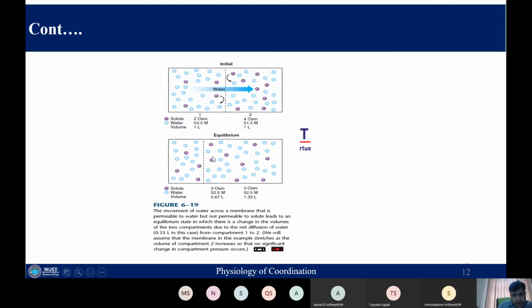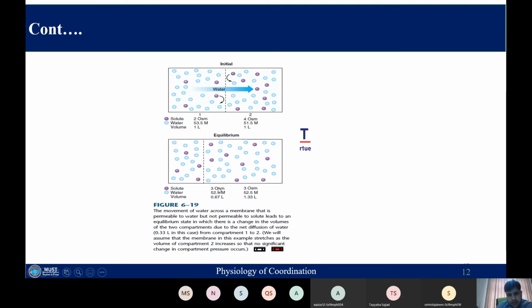But in this case, no solute particles are moving from compartment 2 to compartment 1, but the water molecules are moving, and they will continue moving until the solute is diluted enough so that the two compartments have the same solute concentration. So the volume of compartment 2 will increase because of the more movement of water molecules, and the volume of compartment 1 will decrease because more water molecules have moved from compartment 1 to compartment 2.